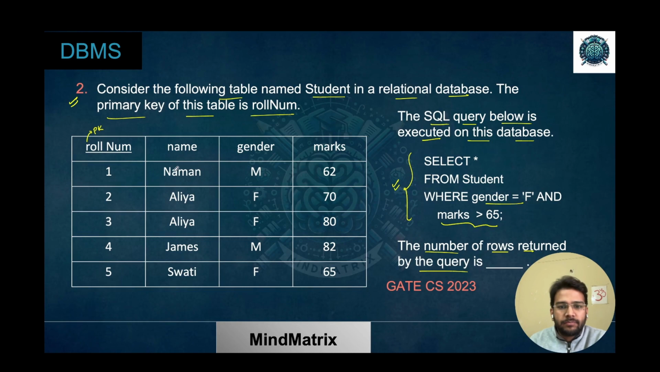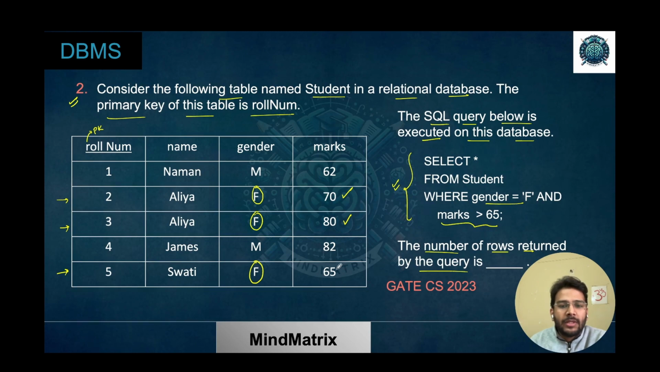So here, you have to select all the tuples, select star, all the attributes. Here gender is equal to F. We have gender F here, we have gender F here, and we have gender F here. So there are 3 rows where we have the gender as F, or we can say female. And the other condition is marks has to be greater than 65. So here, yes, this satisfies, 70 is greater than 65, this also satisfies the condition.